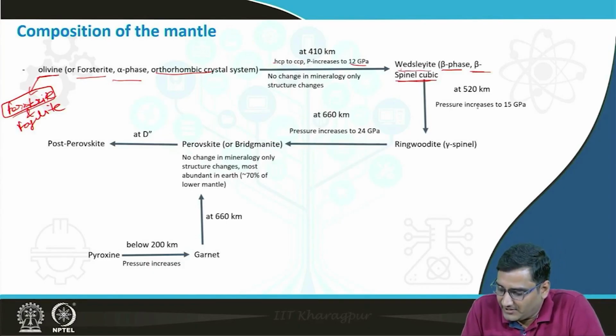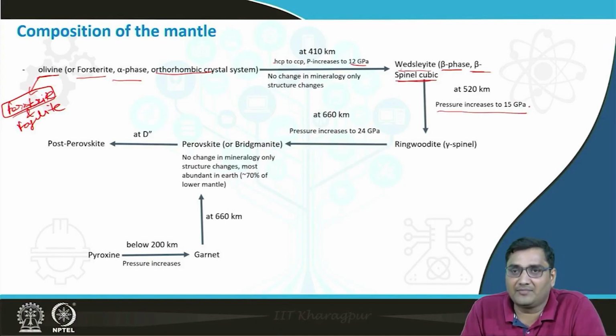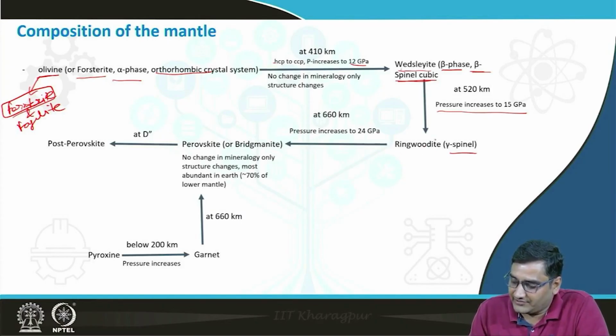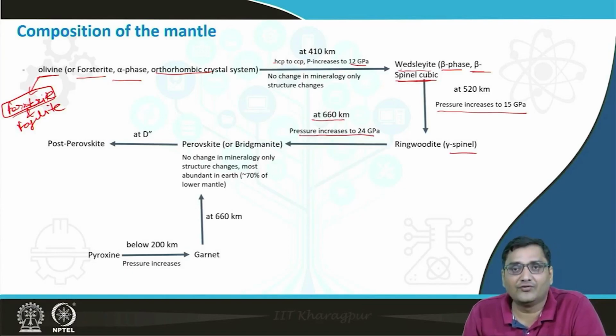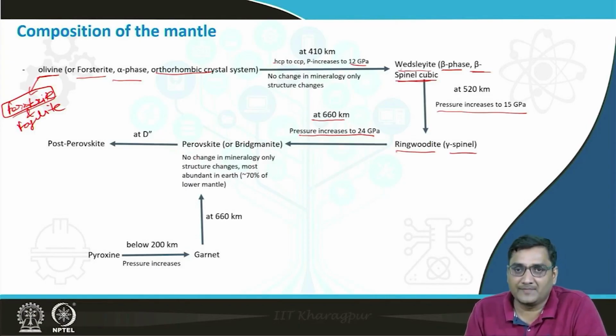As you go even deeper, the pressure keeps on increasing to 15 gigapascal, and at that point the wadsleyite changes to ringwoodite, which is gamma spinel. Still the chemical formula is the same, but the structure is changing to gamma spinel. And thereafter, if you go even deeper, at around the 660 kilometer discontinuity, pressure increases to 24 gigapascal, and that ringwoodite will change to perovskite, also known as bridgmanite. And here also there is no change in the mineralogy, only the structure is changing.